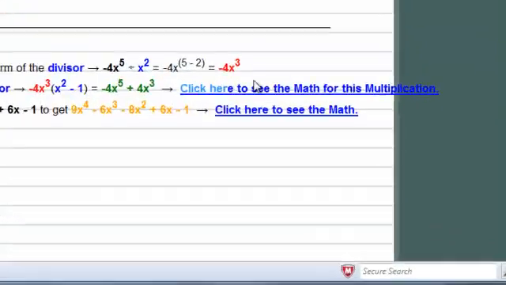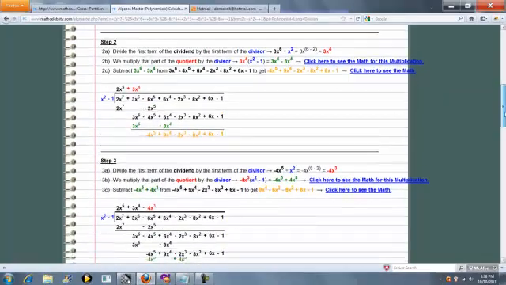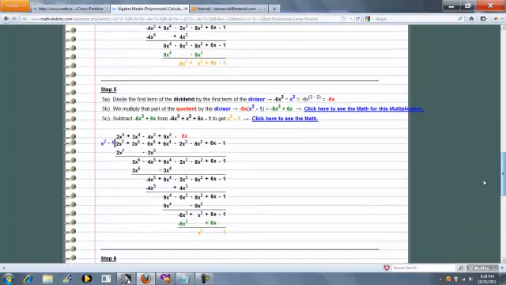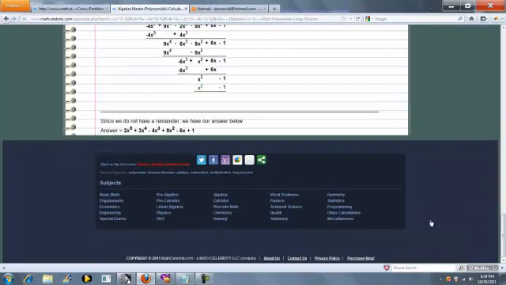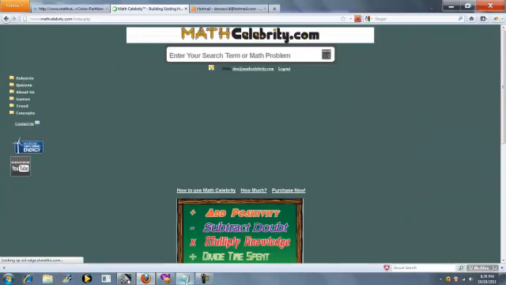These links here actually link back to a different lesson to show you how we got from negative 4x cubed times x squared minus 1 into our answer here. So it's kind of helpful showing you the interim math steps. If you continue to scroll down, you can see that we break the problem down all the way to the answer here.